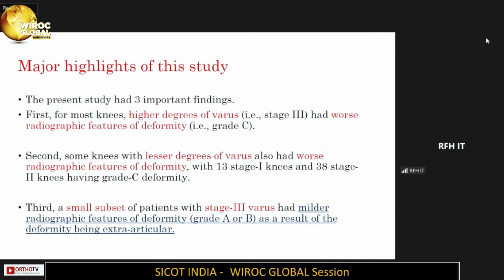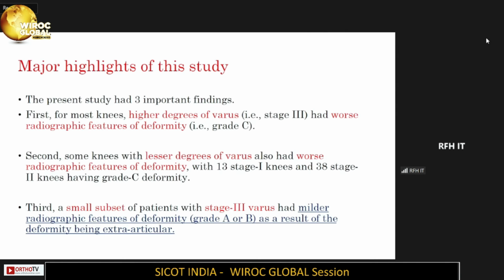0.00001. So the major highlights of this study were, for most of the knees, a higher degree of varus, that is stage 3, had worse radiographic features of deformity, that is grade C. Some knees with lesser degrees of varus also had worse radiographic features of deformity, with 13 knees in stage 1 and 38 knees in stage 2 having grade C deformity.